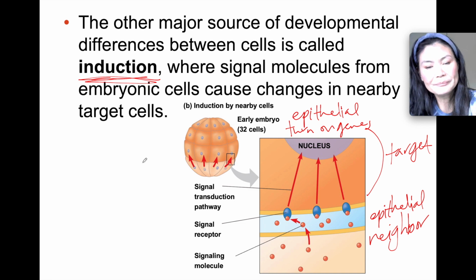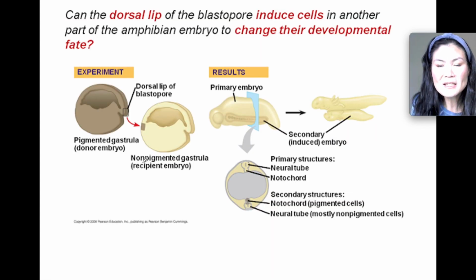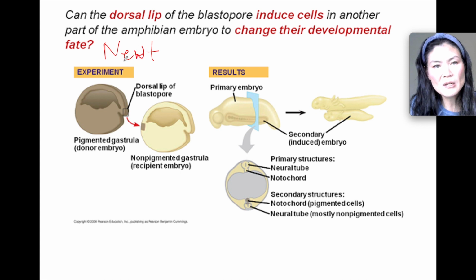So induction. And a good example of this was done in an experiment a long time ago. These two scientists, what they did was they took, I believe this is a newt, okay, a newt or some kind of amphibian. This is a blastopore. It's a ball of cells, okay, and as it's developing, as it's taking form, there is this one area of our blastula called the dorsal lip. The dorsal lip of the blastopore.